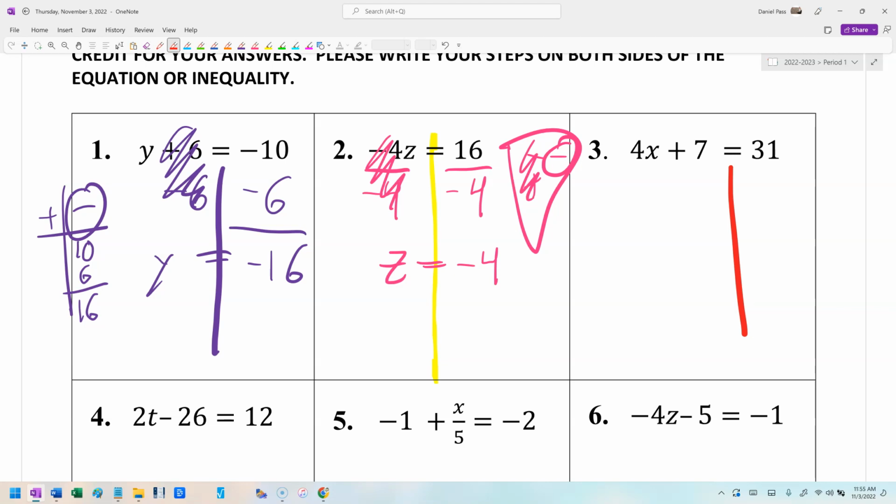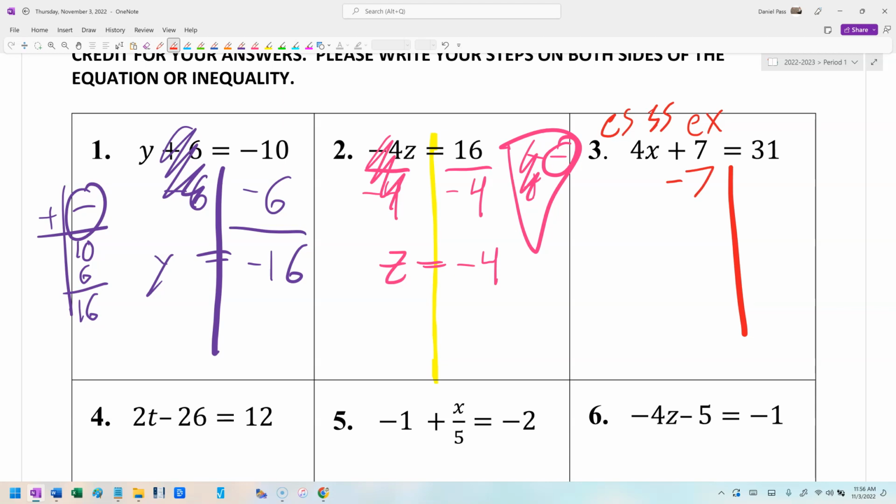Okay, so who's the superstar? I'm going to use my method too. X. Who's the co-star? 4. Who's the extra? 7. Right. So what do we get rid of first, everybody? The positive 7. We get rid of the extra, right? You always get rid of the extra first.